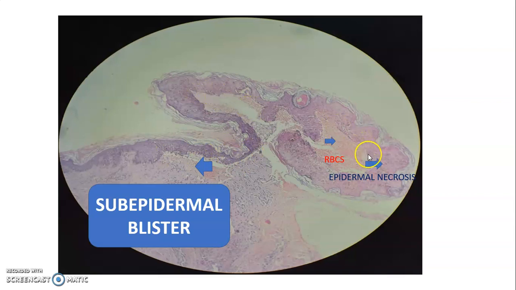There is bulla formation at the subepidermal level. This is the epidermis. This is the dermis. So the bulla is seen subepidermal. There is a split at the subepidermal level, below the basal layer of the epidermis. This bulla or blister is filled with RBCs, and here the epidermis shows necrosis, full thickness necrosis.